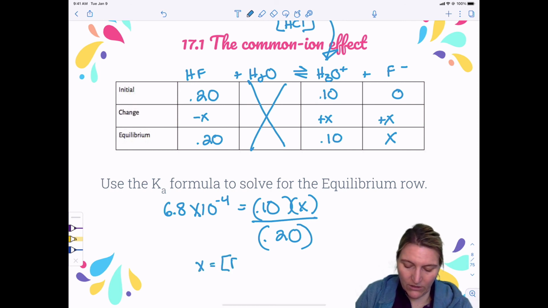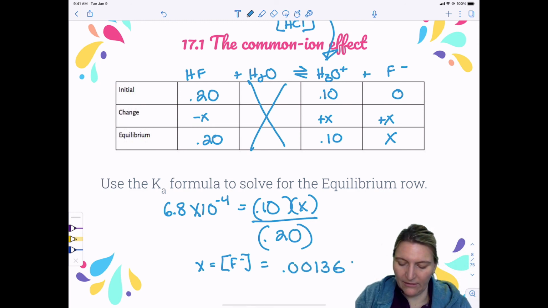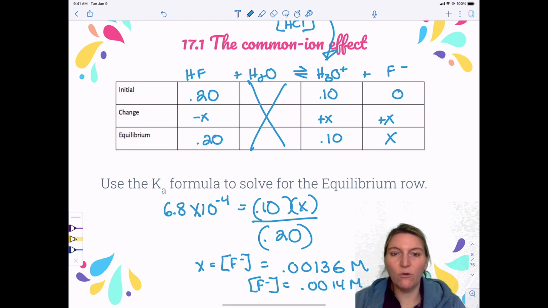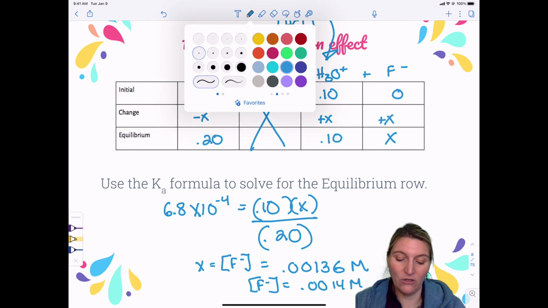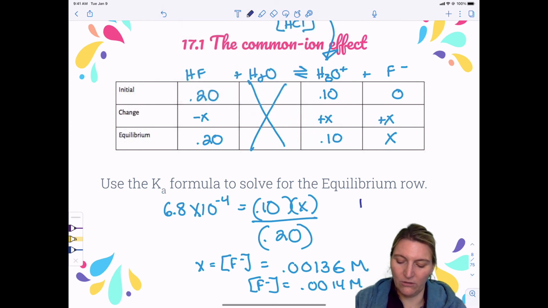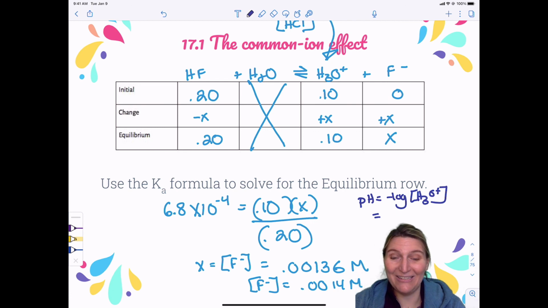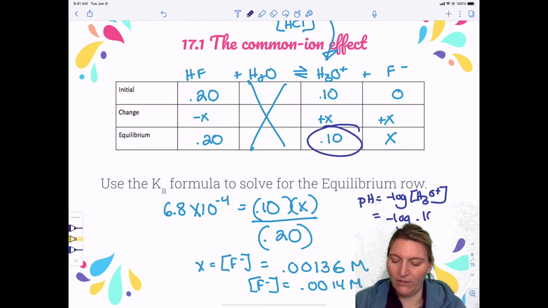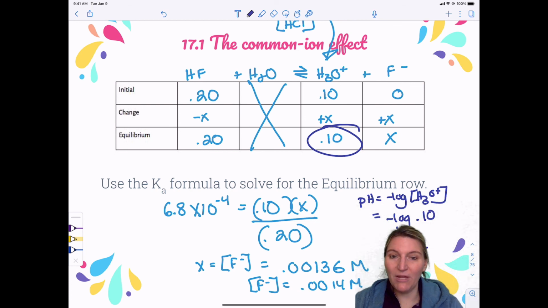So we solve for X. X is equal to, of course, the concentration of the fluoride ion, and that equals 0.00136 molarity, or maybe to two significant figures, 0.0014 molarity. That's the concentration of the F-. The question also asked us to find the pH of the solution. Well, the pH of the solution we know would be the negative log of the H3O+ concentration, and we really didn't even need to do any additional problems to do that because we know that this is 0.1. So the negative log of 0.10, of course, will be just 1. So the pH will be 1.